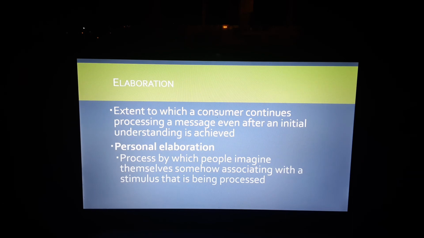So elaboration is this idea of how much a consumer continues to process something even after they understand it. So how much you think about it, really, and then how much you can view yourself as part of that. So, for example, can you really see yourself in that car? Can you see yourself wearing that type of clothing? Can you see yourself eating that type of food, or using that type of furniture, that kind of thing? So how much can you actually see yourself in it?